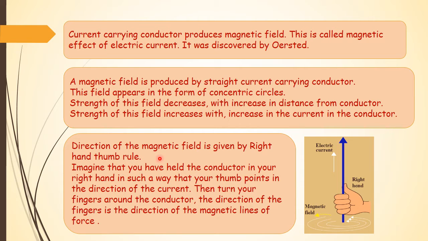The direction of this magnetic field is given by right hand thumb rule. See, this diagram shows a right hand thumb rule. What this says is that if you hold the conductor in your right hand in such a way that the outstretched thumb is in the direction of current, then the curled fingers will give you the direction of magnetic field.